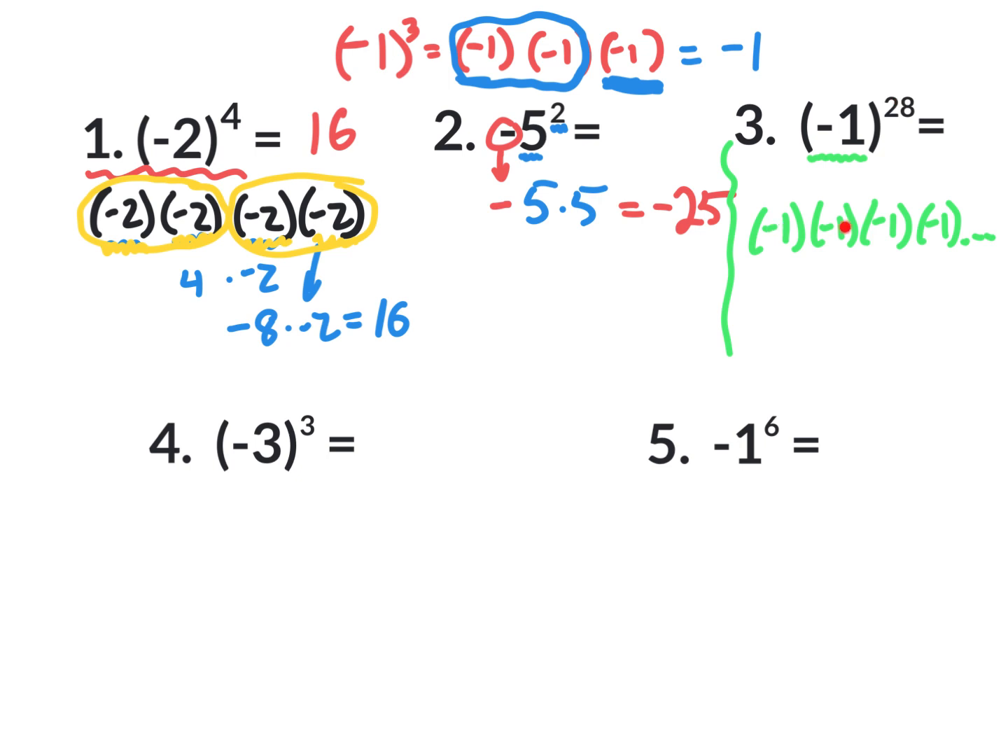So if I were to expand it 28 times, I'll be able to pair up negatives all the way through and have nothing left over, which means that my answer will be a +1. I hope that helps. I hope that makes sense.